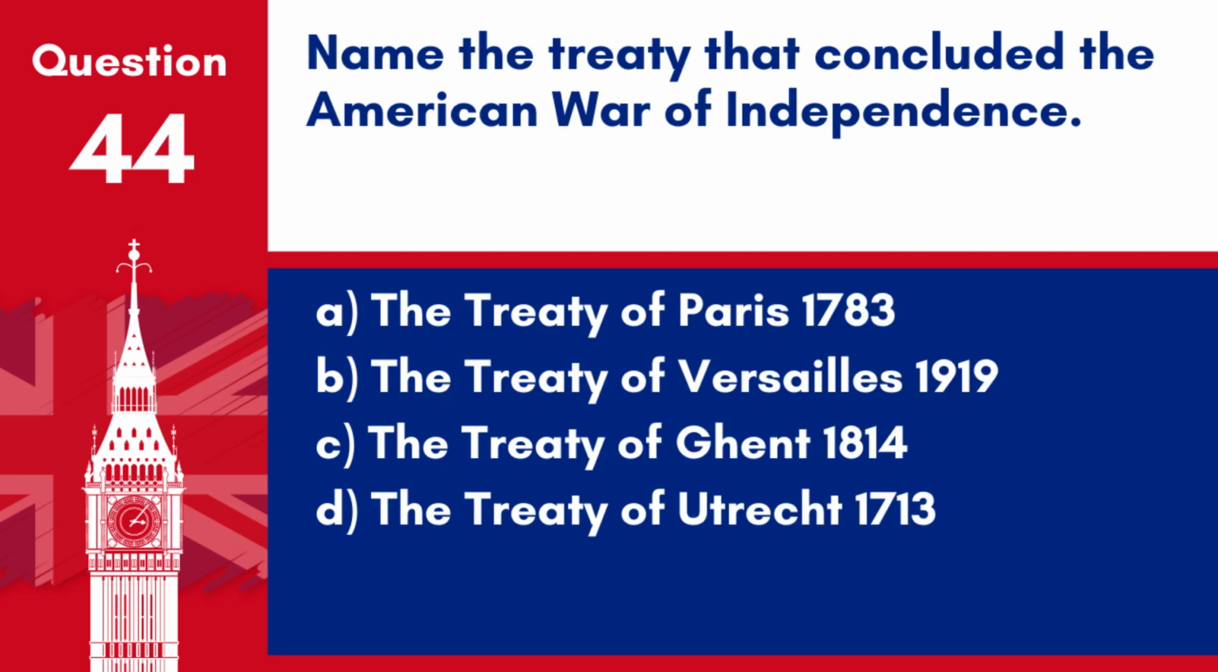Question 44. Name the treaty that concluded the American War of Independence. A. The Treaty of Paris 1783. B. The Treaty of Versailles 1919. C. The Treaty of Ghent 1814. D. The Treaty of Utrecht 1713. Answer: A. The Treaty of Paris 1783. The Treaty of Paris in 1783 concluded the American War of Independence, recognizing the independence of the United States.